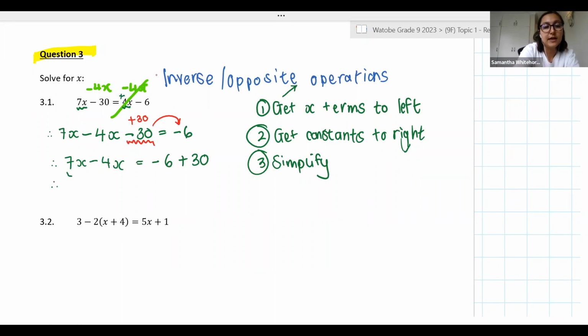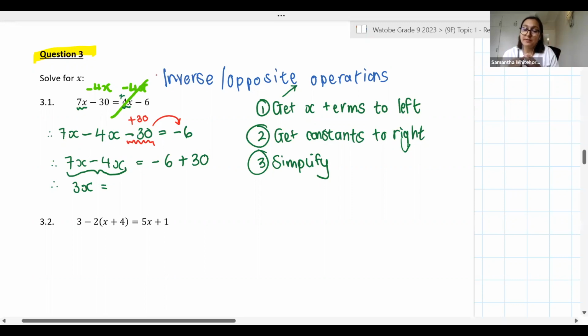So on the left-hand side, I've got 7x minus 4x. When I subtract 4x from 7x, I end up with 3x. And then on the right-hand side, I've got a negative 30. No, I don't. I've got a negative 6 plus 30. So now we just need to be a little bit careful. We need to remember that we're starting with a negative value and we're adding 30 to it. So can anyone tell me in the chat, what is negative 6 plus 30? What do I get when I add 30 to negative 6?